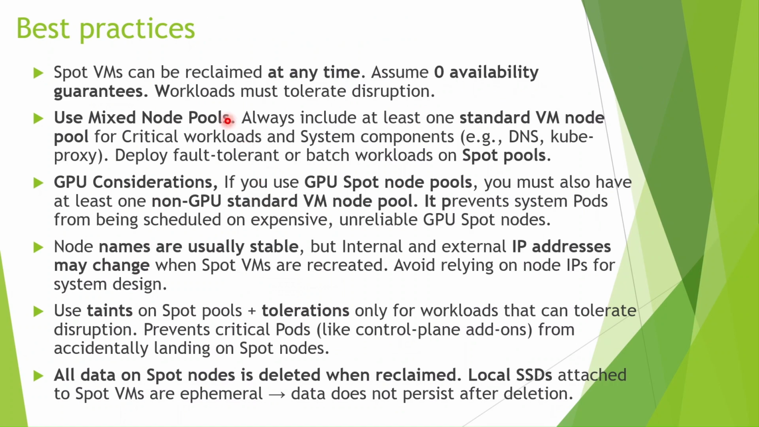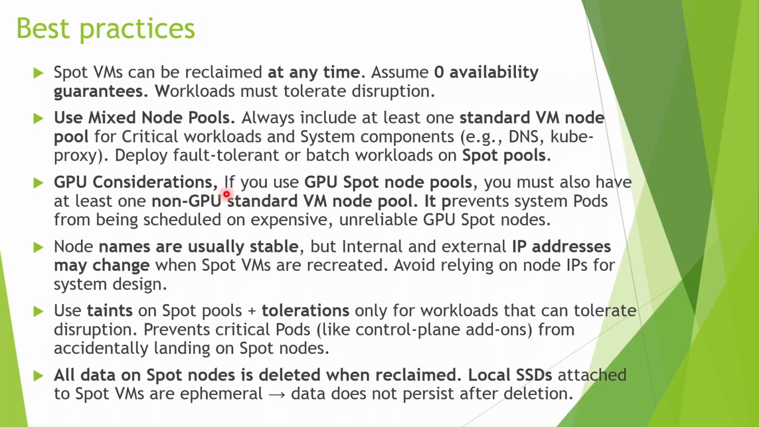And there are some best practices you can see. Spot VMs can be reclaimed at any time, so you must assume zero availability guarantees, and workloads must tolerate disruption because they can go down anytime. You must use mixed node pools. Always use at least one standard VM node pool for critical workloads and system components like kube-dns, kube-proxy, and all these. And deploy fault tolerant or batch workloads on spot pools. For that, we can use node selector or taints and affinities.